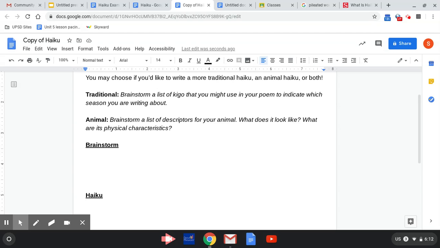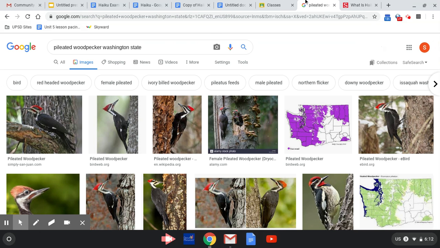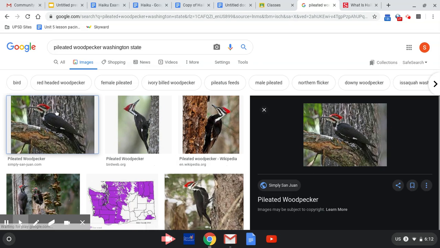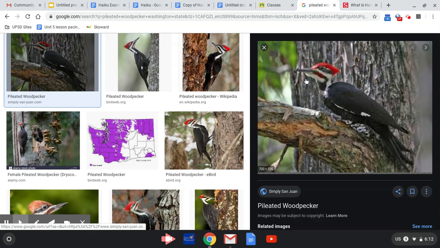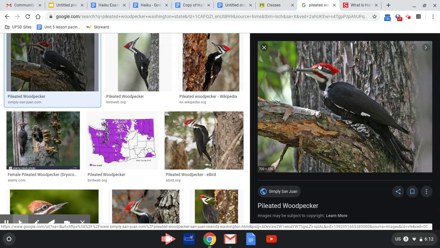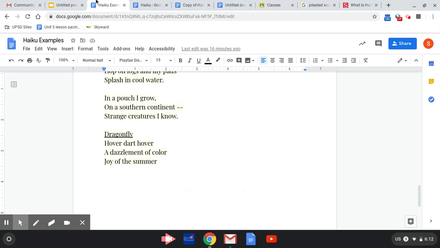So think about which animal you want to write about. For me, I have this one pileated woodpecker that's always right outside my house, who I really like to watch. If you don't know what a pileated woodpecker looks like, it's this guy. Very distinctive with that red crest on their head. Very pretty. So I'm going to write about a woodpecker.